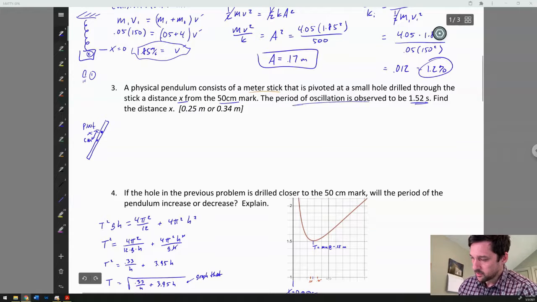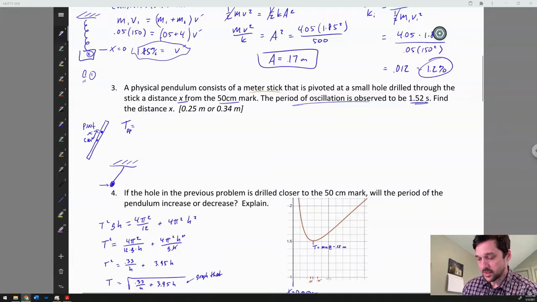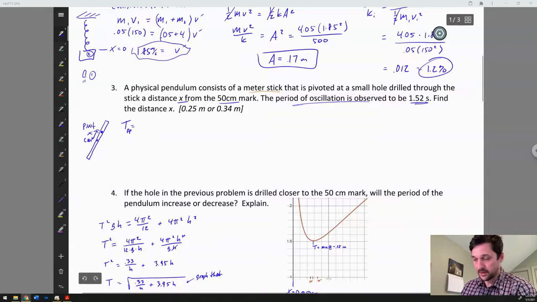We're told that the period of oscillation is observed to be 1.52 seconds, and we know that the period of a physical pendulum, being an object that has mass throughout its object, is not a point mass like most simple pendulums that we've been talking about. That is where you've got a massless string and all the mass exists at the oscillating object itself. But in this case, we're accounting for the fact that the string, or maybe it's a solid object, or in this case a meter stick, has mass throughout. So the period of a physical pendulum is 2 pi times root I over mgh.